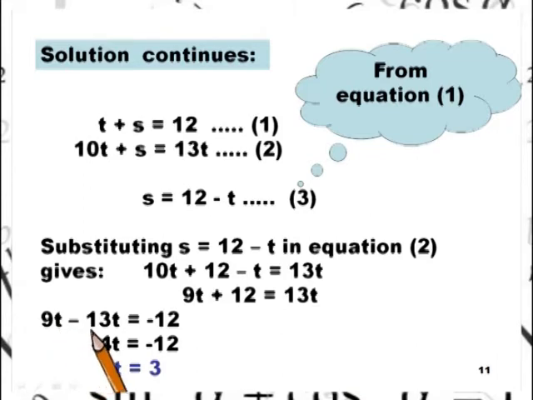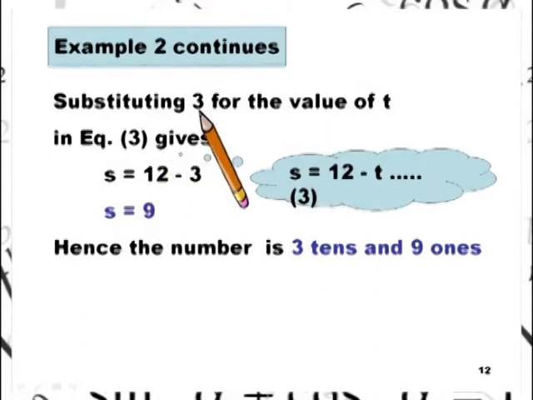9t take 13t equals negative 12. Negative 4t equals negative 12. Therefore, t is equal to 3. Substituting 3 for the value of t in equation 3 gives s equals 12 take t, s equals 12 take 3, s equals 9. Hence, the number is 3 tens and 9 ones.